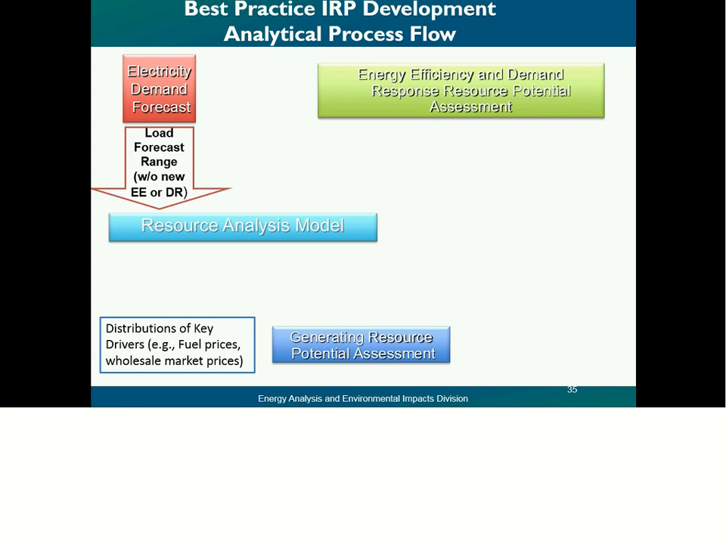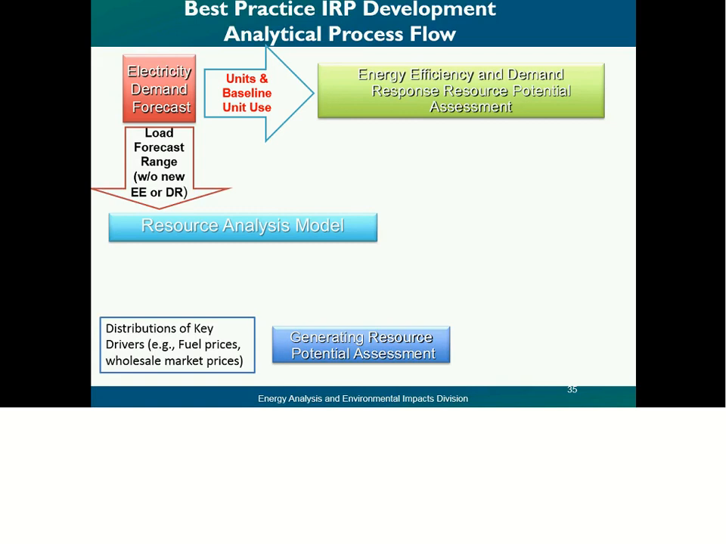From the demand forecast, you get a load forecast range without new energy efficiency and demand response. So this is treating energy efficiency as a competing resource, so it's not in the load forecast incrementally. And there's a word in the state about how to deal with that. From the load forecast, you also get the number of units in the baseline use. So this assumes you have an end-use load forecast or a statistically adjusted engineering model where you can actually point to the number of dishwashers you have and the energy used per dishwasher.